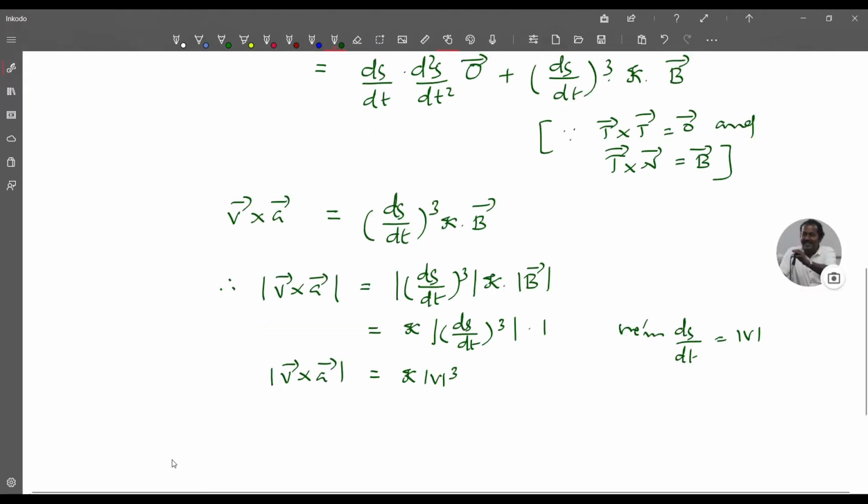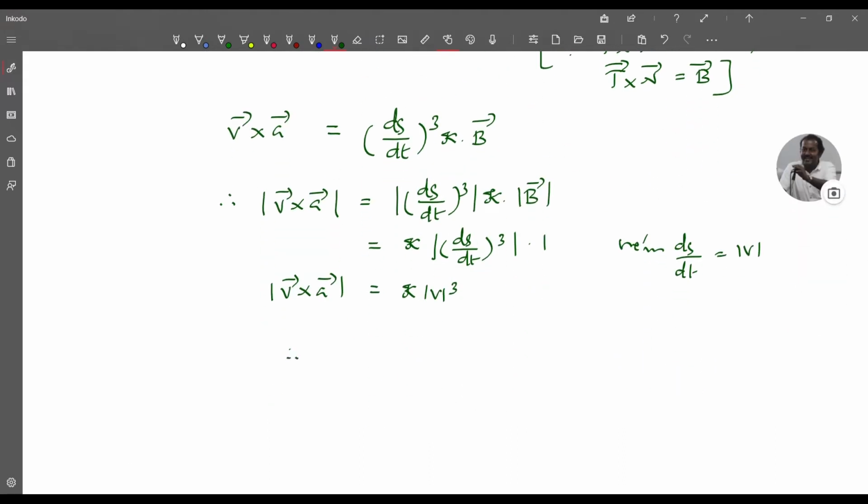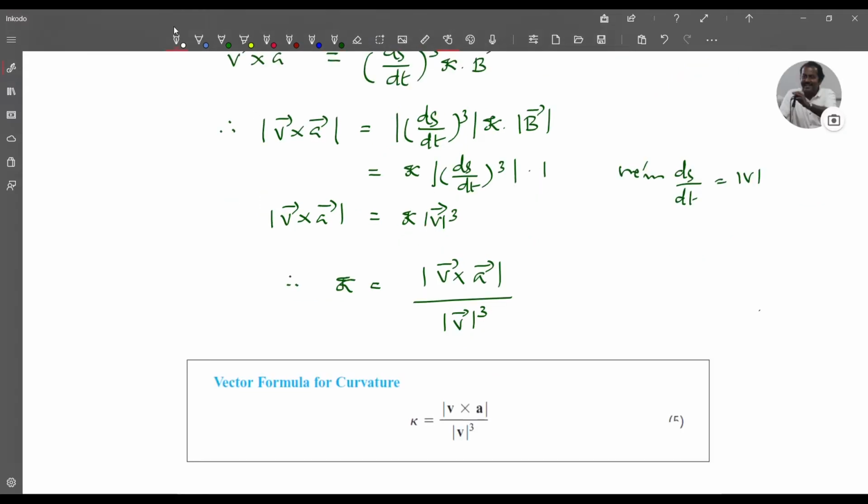Therefore, the curvature kappa equal to modulus of V cross A divided by modulus of V the whole cube. You know that for a moving body, modulus of V is always non-zero. Therefore, this is a vector formula for calculating curvature. Thus we have kappa is equal to modulus of V cross A divided by modulus of V cube.